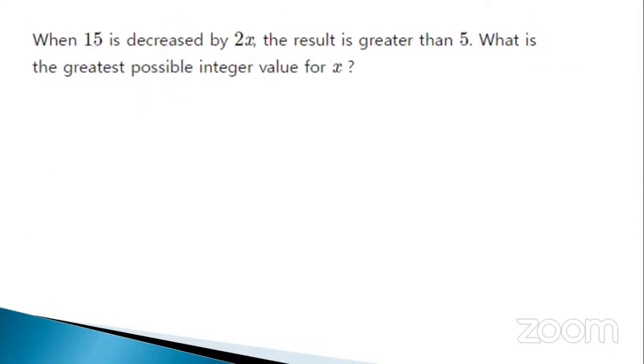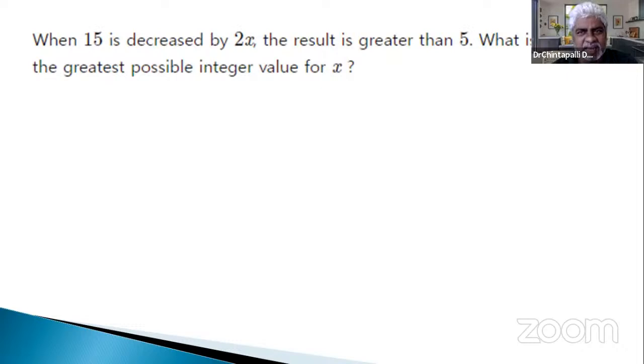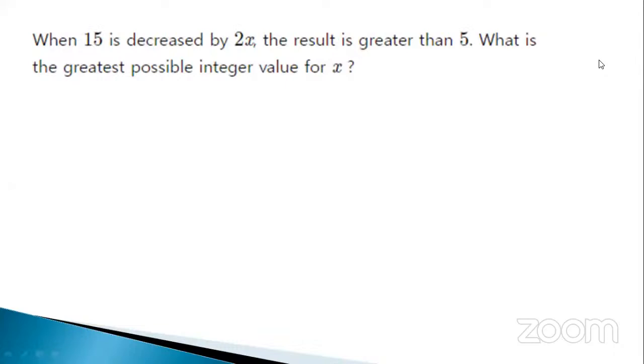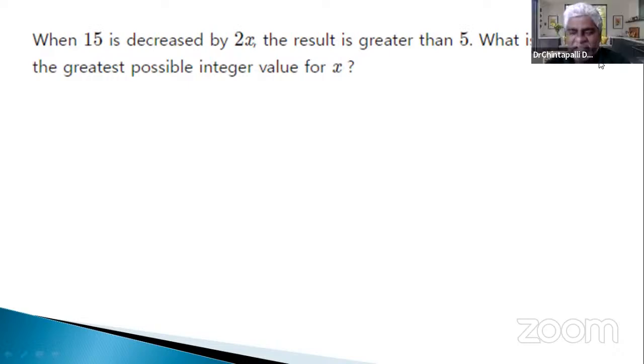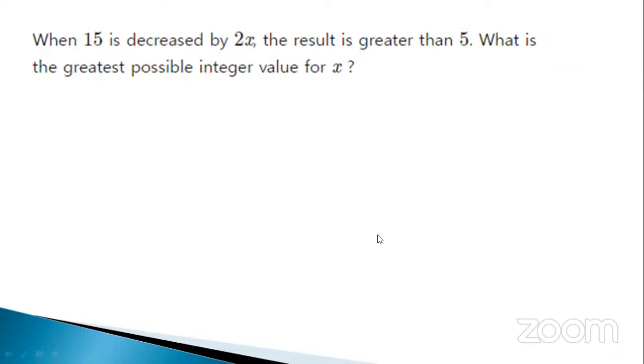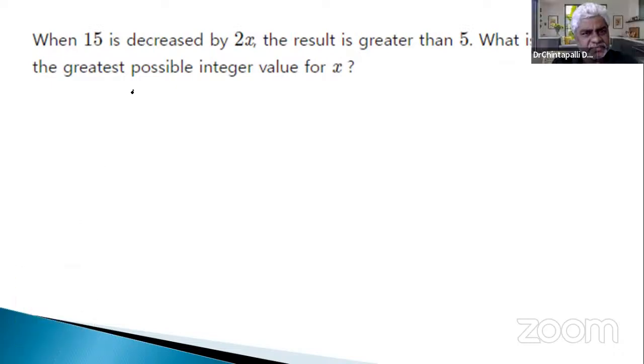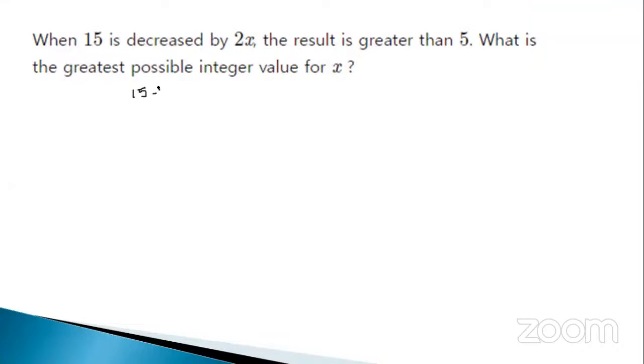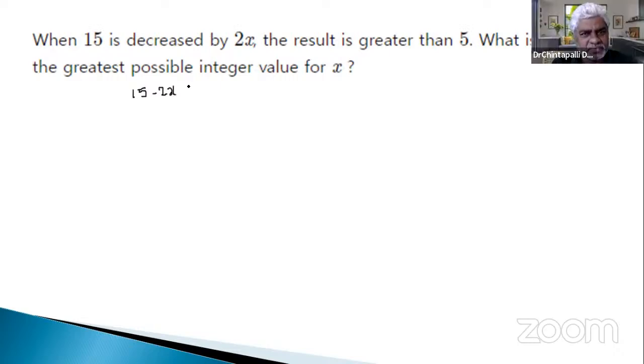When 15 is decreased by 2x, the result is greater than 5. SAT questions are something like this. The solution is very simple. When 15 is decreased by 2x, that's 15 minus 2x. Very good, exactly. The result is greater than 5. So 15 minus 2x is greater than 5. Just like this.